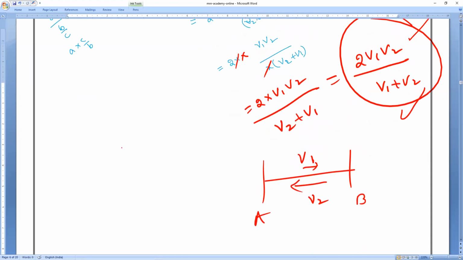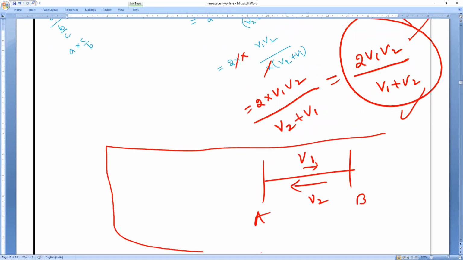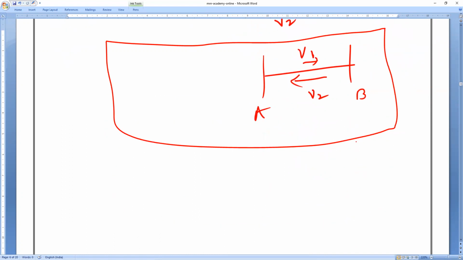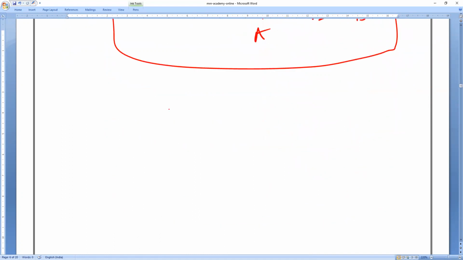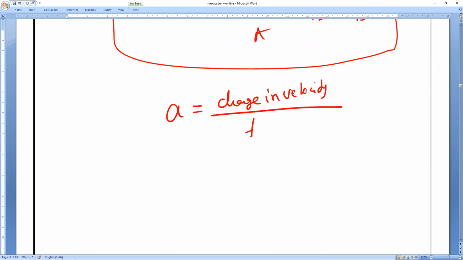Sir, doubt, sir. What is acceleration? Acceleration means change in velocity per time. Acceleration means change in velocity per time taken, the time taken to change that velocity.